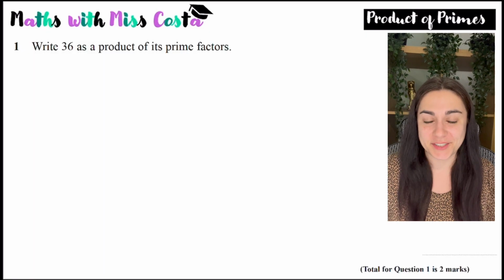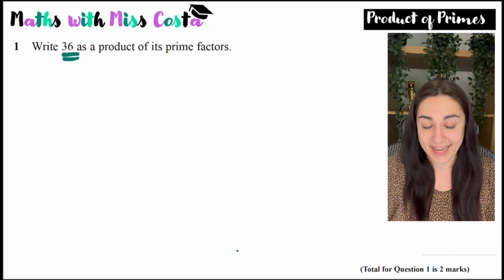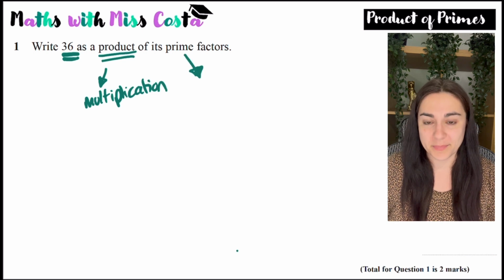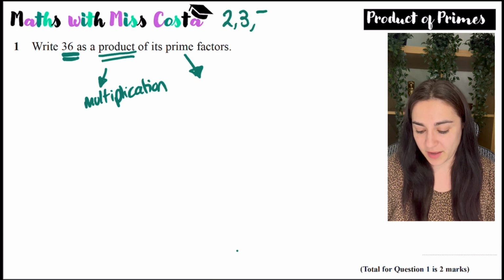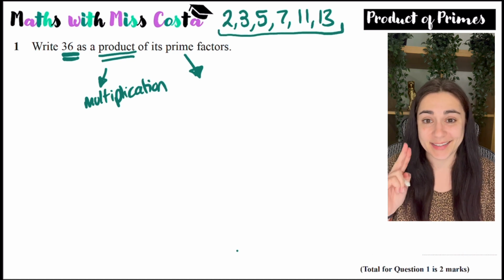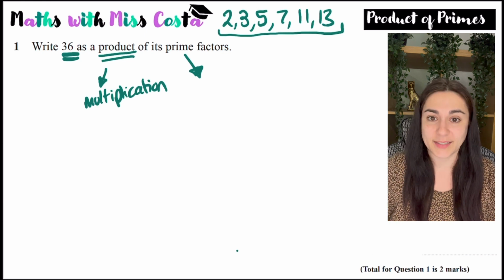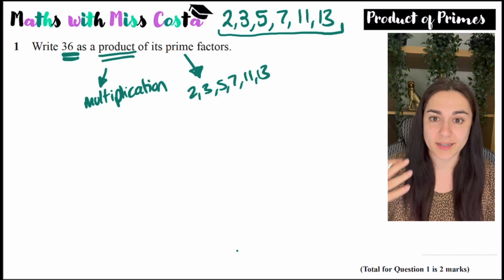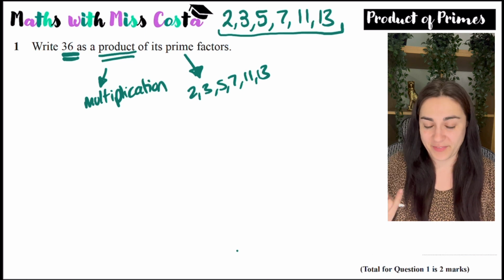Okay, so in this first question I'm being asked to write 36 as a product of its prime factors. Now product means a multiplication of, and prime factors are factors that are prime numbers. So the prime numbers, you might just want to remind yourself, are 2, 3, 5, 7, 11, 13. They're the first few prime numbers. Remember, a prime number is a number that only has two factors, 1 and itself. And that's why 1 is not a prime number. And factors are just numbers that multiply into your given number. So they're always going to be smaller than your number, and they come in factor pairs.